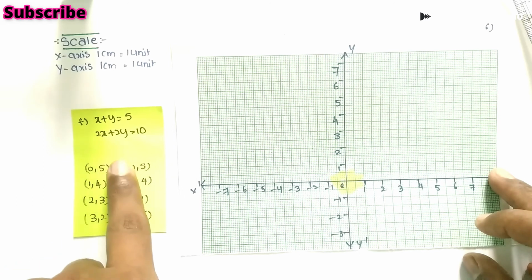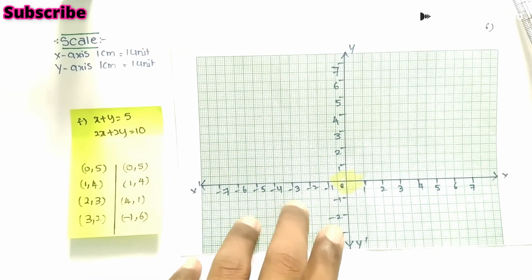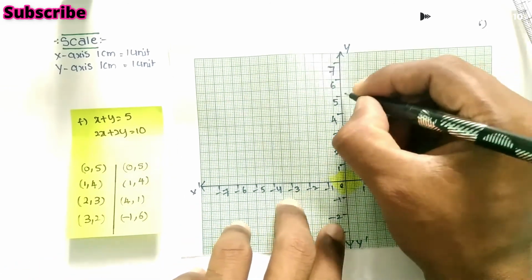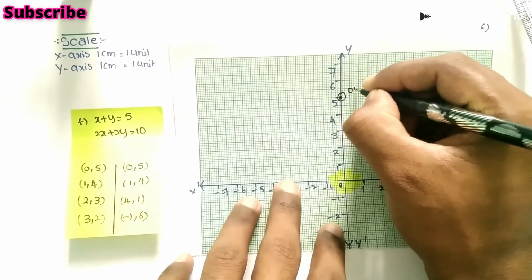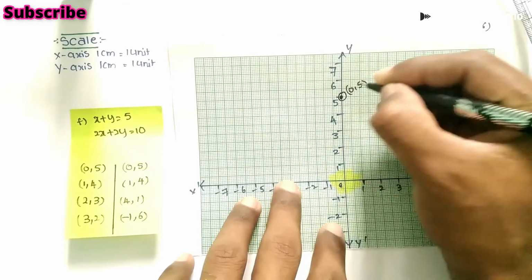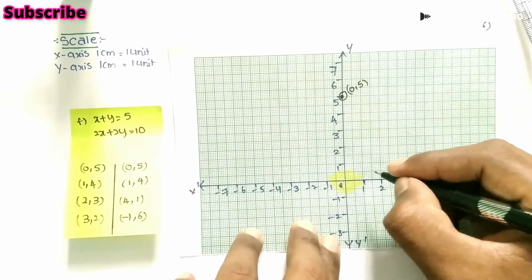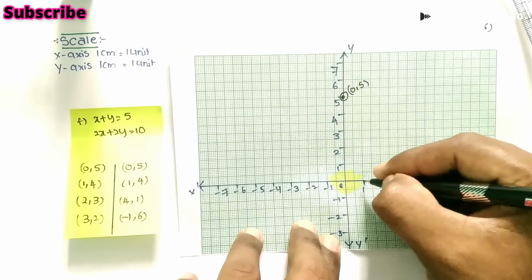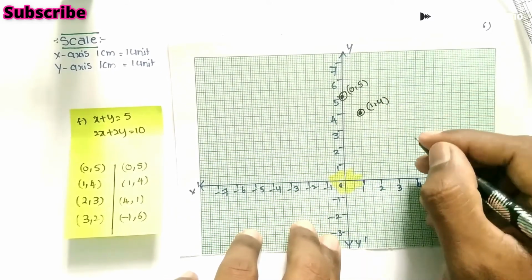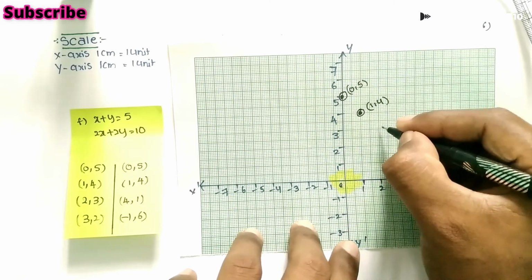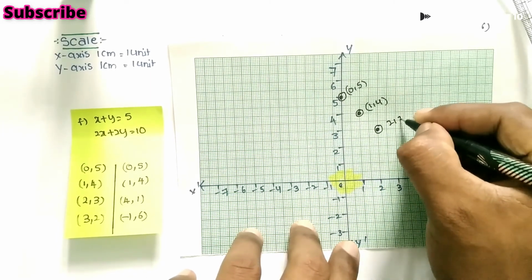So let's take the first point 0 comma 5. What is that? 0 comma 5 means exactly x is 0 and y is 5. So here 0 comma 5 is on the positive y axis. Then 1 comma 4, so 1 comma 4 is this one. Then 2 comma 3, from 2 to 3, this is the point 2 comma 3.